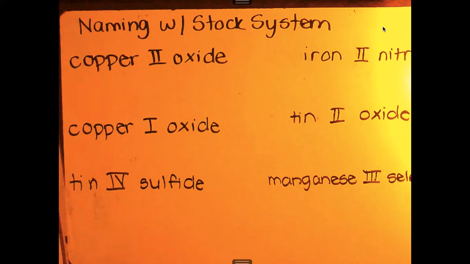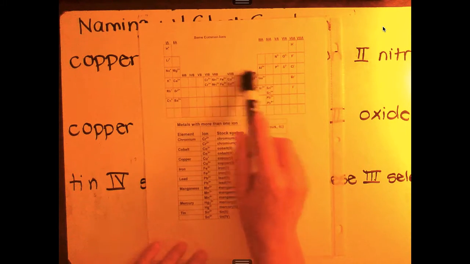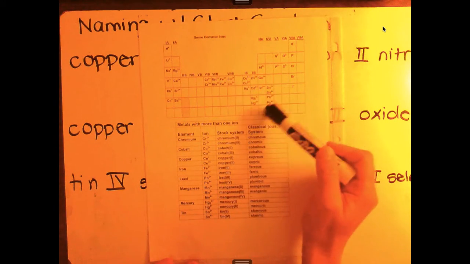Okay, so the next thing we're going to take a look at, we're still looking at ionic compounds, but this time we're going to add what's called the stock system. And if you've looked through the PowerPoint, you've seen that here's where those transition metals are going to come into play. This is a different periodic table, but you see that a lot of times these transition metals, and a couple over here in groups 13 and 14, they can take on different charges.